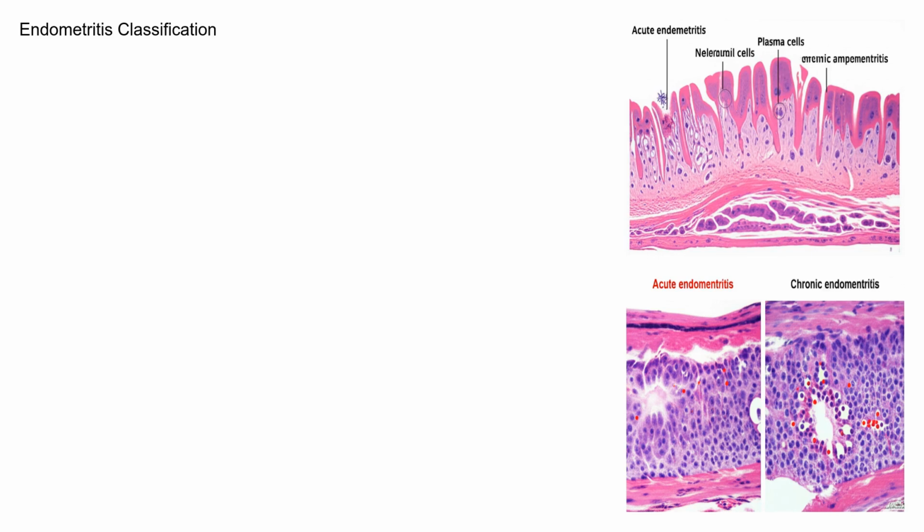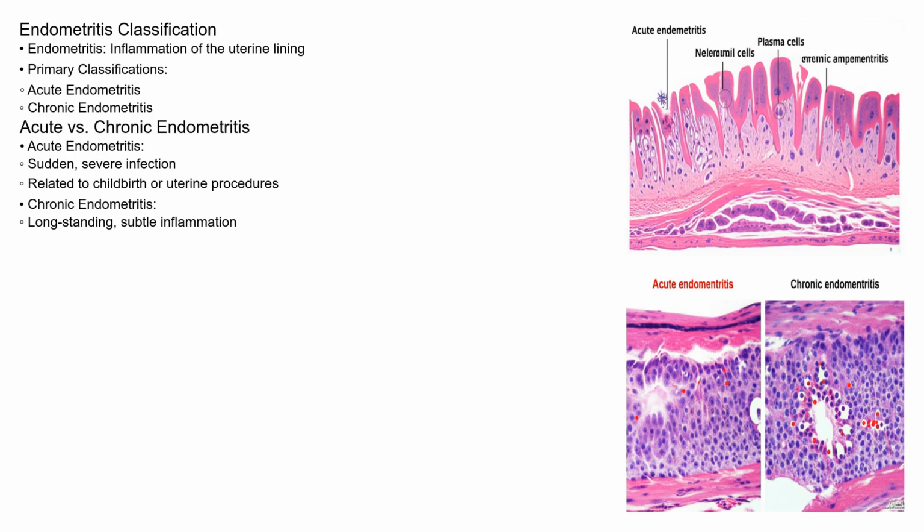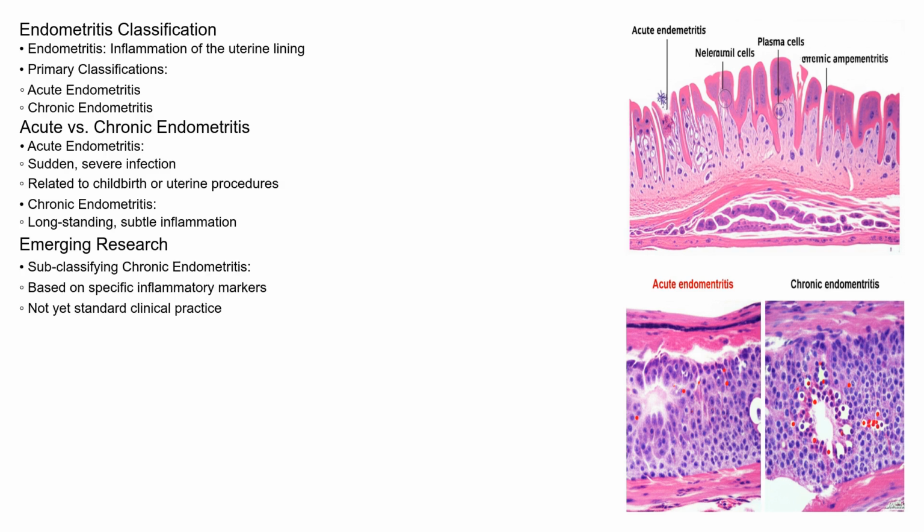We touched on the classifications earlier, but to reiterate, endometritis is primarily categorized as acute or chronic. Acute endometritis is a sudden and severe infection usually related to childbirth or a uterine procedure. Chronic endometritis is a long-standing, often subtle inflammation of the uterine lining. There is some emerging research attempting to further classify chronic endometritis based on the specific inflammatory markers present, but this is not yet standard clinical practice.